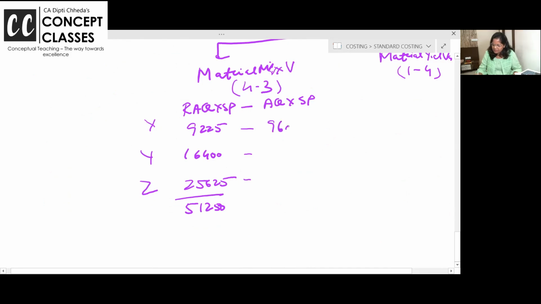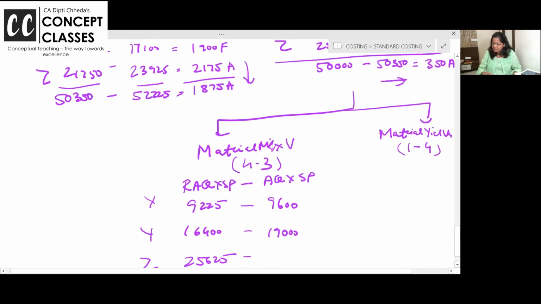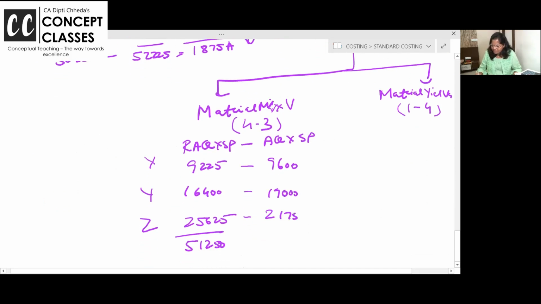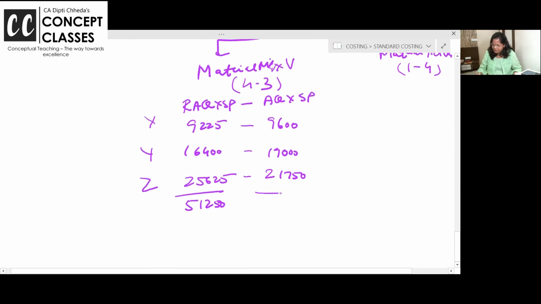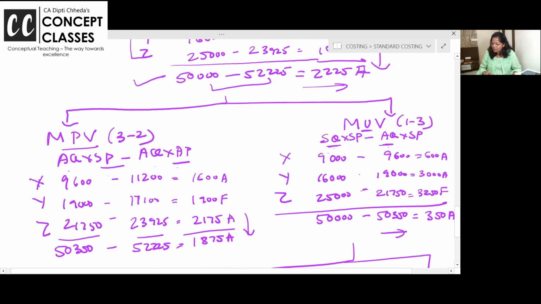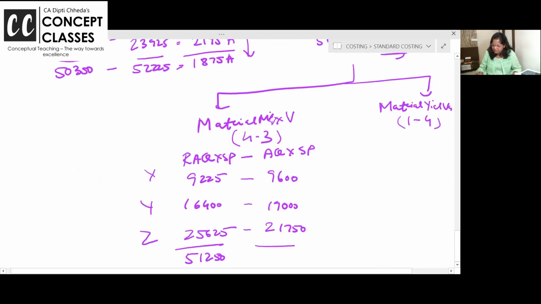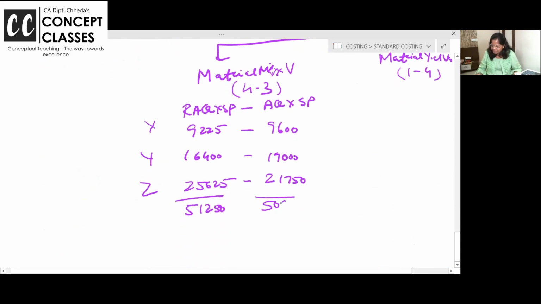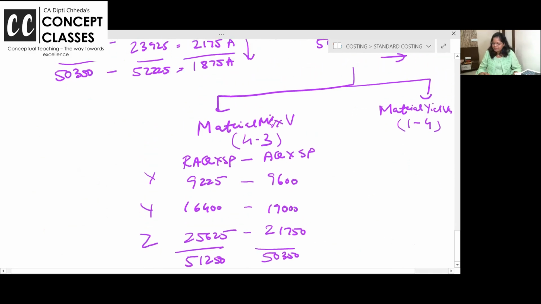9,600, 19,000, 21,750. Total for the third column, actual quantity into standard price, 50,350. You should have done little right side. वहाँ जगह नहीं रहेगी, नहीं तो आपको और एक भी करना है ना. Let us write the total here so that you get some space over there also. How much you are getting?